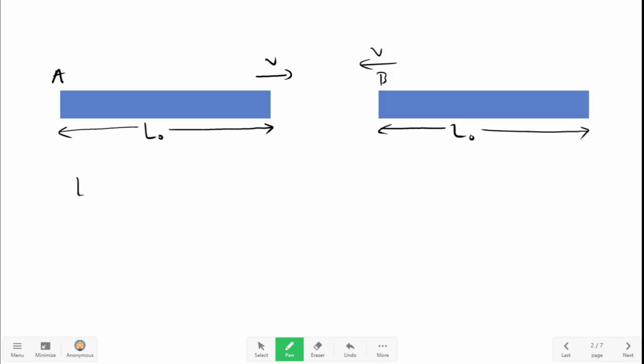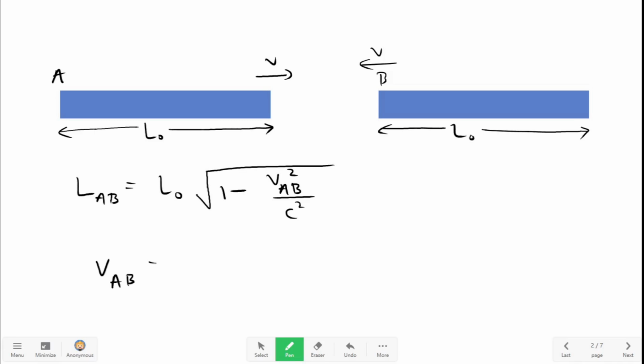Length of A with respect to B is equal to L0 times root of 1 minus VAB squared, velocity of A with respect to B squared, divided by C squared. Let's first find out the velocity of A with respect to B. This is equal to VA minus VB divided by 1 minus VA VB upon C square.